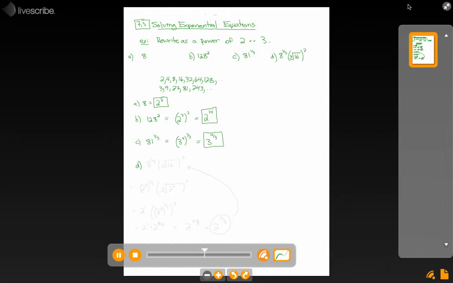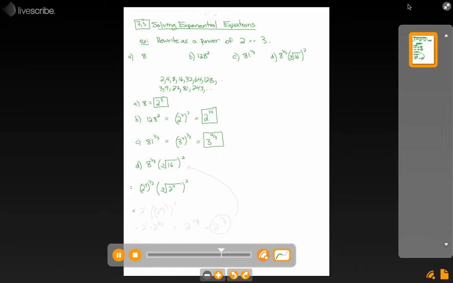The next one has a bit more to it. I've got 8 to the 1/3 times the cube root of 16, being squared. Again, 8 and 16 aren't powers of 3, but they are powers of 2, and so I'll replace each of them. 2 cubed is 8, so I've got 2 cubed to the 1/3 times the cube root of 2 to the 4, squared. Now, hopefully your exponent and radical rules are relatively fresh in your mind, or at least we can get them there.